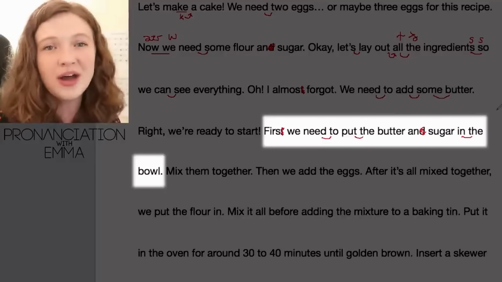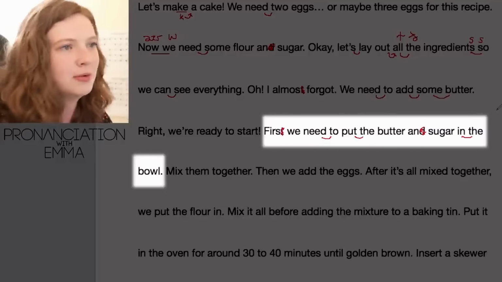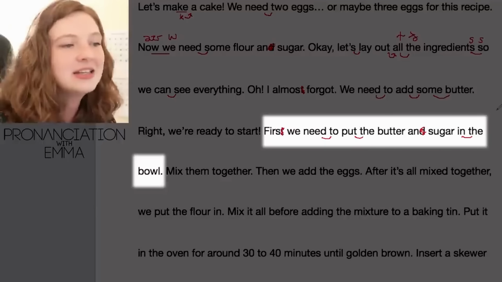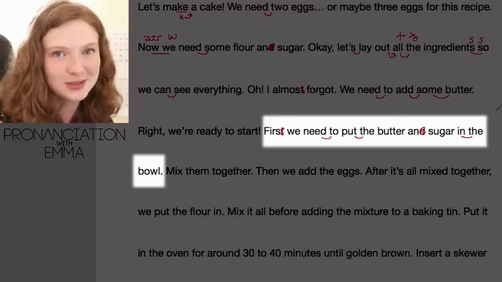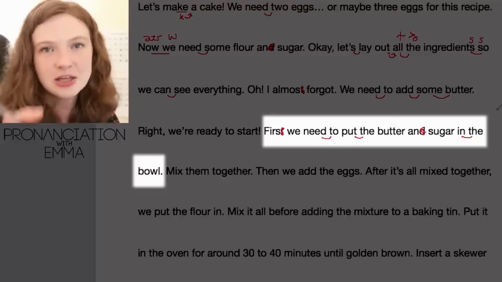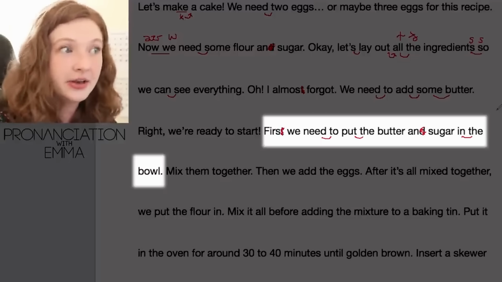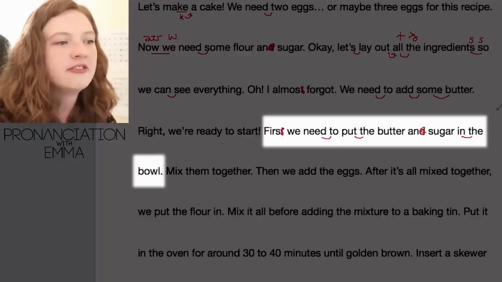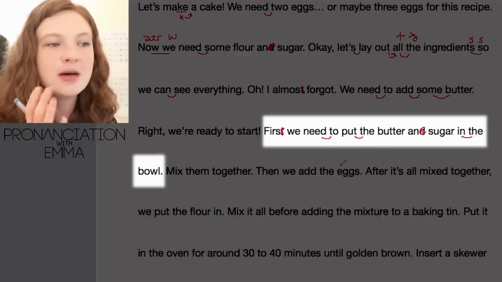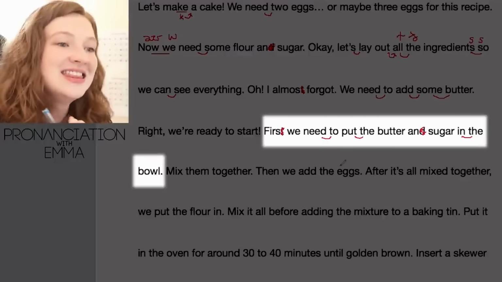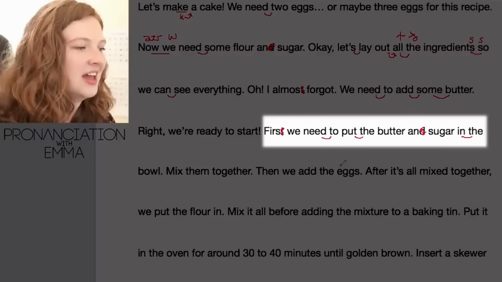So you notice what I'm doing all the time when we have these sounds that are quite similar to each other. That first one tends to be held and then we just release it as the next sound. This doesn't always happen, of course. There will probably be a case where it doesn't happen, but it's a very simple way to explain what's happening here. So hold that first sound and then just release it as the next sound in the next word. So first we need to put the butter and sugar in the bowl.